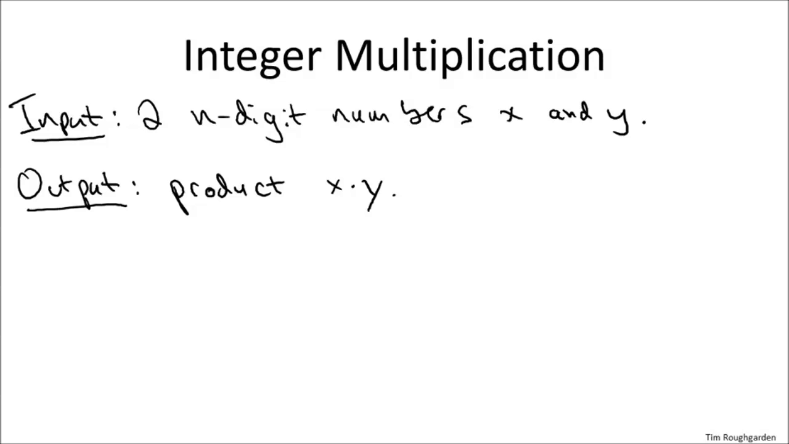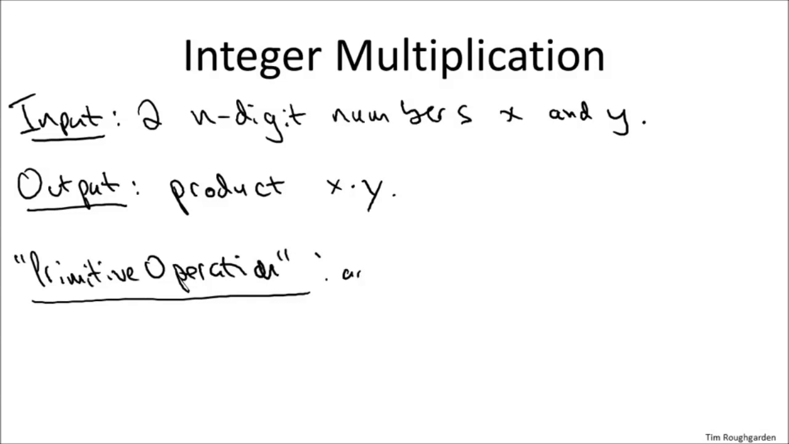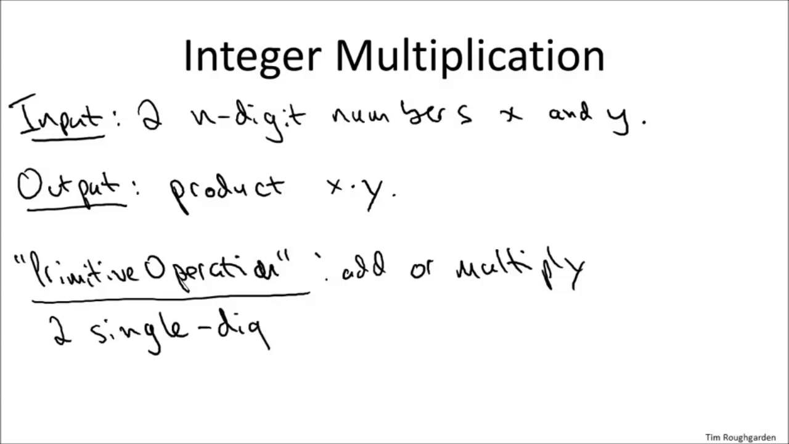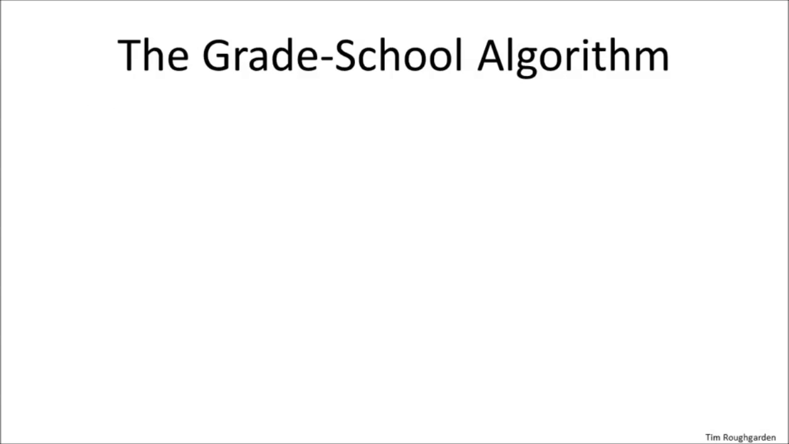Okay, back to integer multiplication. Now, when we talk about procedures for multiplying two numbers, we're going to be interested in counting how many steps are required in order to execute the multiplication. So how do we count a step? We'll talk more about this later, but for multiplying two numbers, let's just call a step the addition or multiplication of two single-digit numbers.